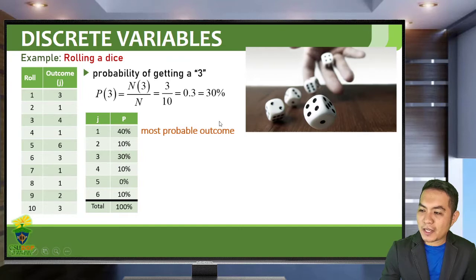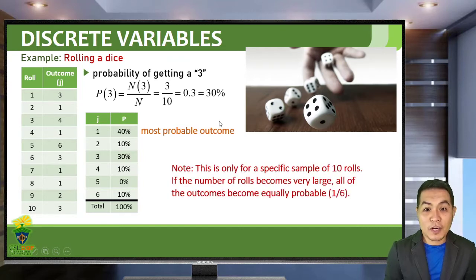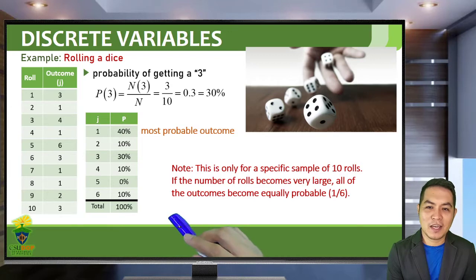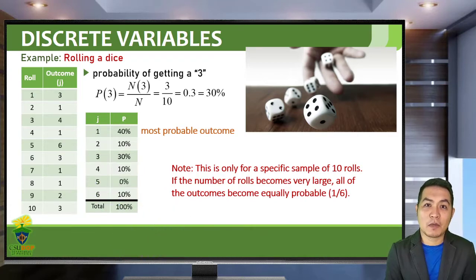But you must take note that this is only for a specific sample of 10 rolls. If you do another 10 rolls, your outcomes could change and your probabilities could change. But if your number of rolls becomes very, very large, then all of these outcomes become equally probable. Each of them will have a probability of 1 over 6.